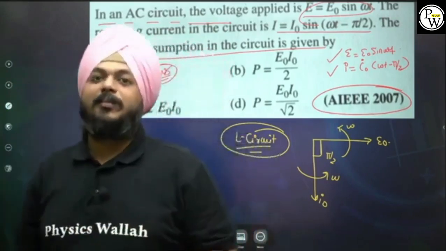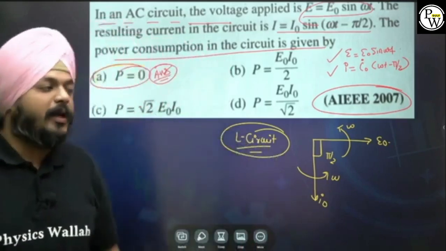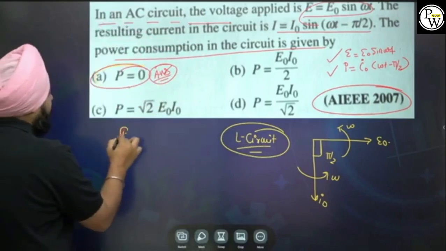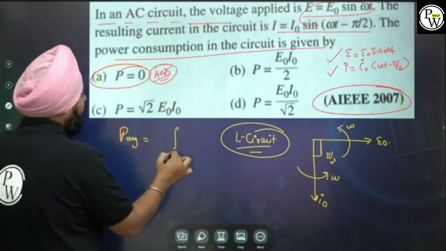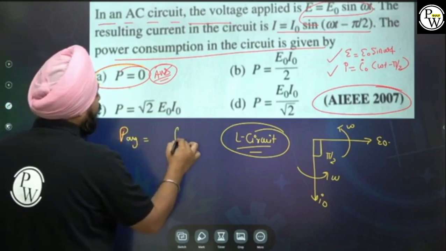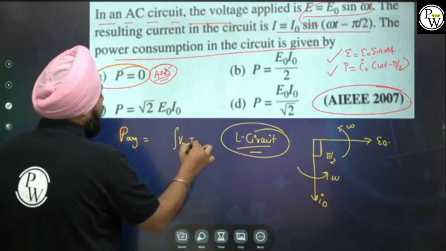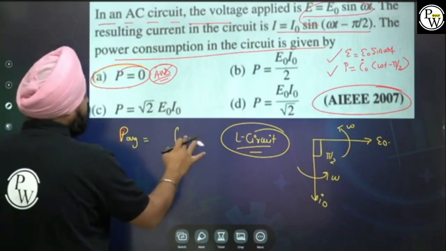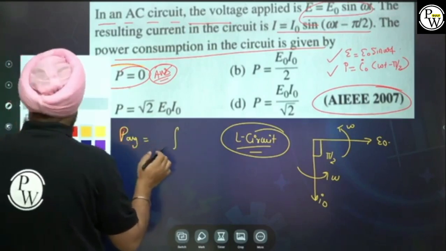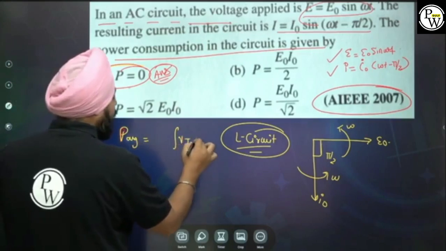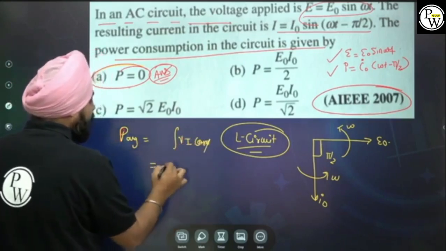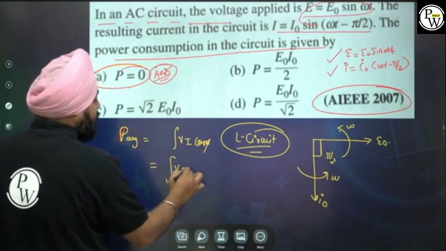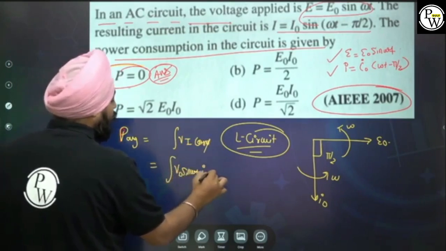Power is 0, because if there is a phase difference and we are about to calculate the power, how are we going to do that? The average power is going to be the integration of VRMS IRMS, or you can say VI cos phi. So let's say this as V naught sine of omega t, I naught.